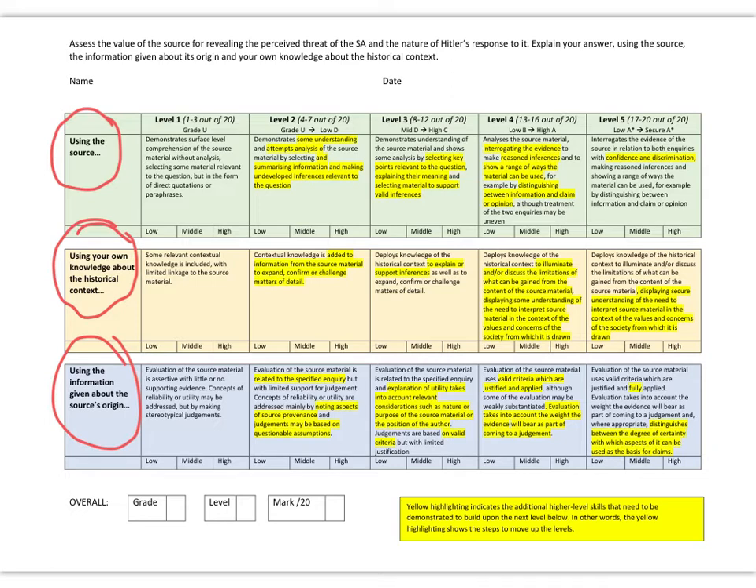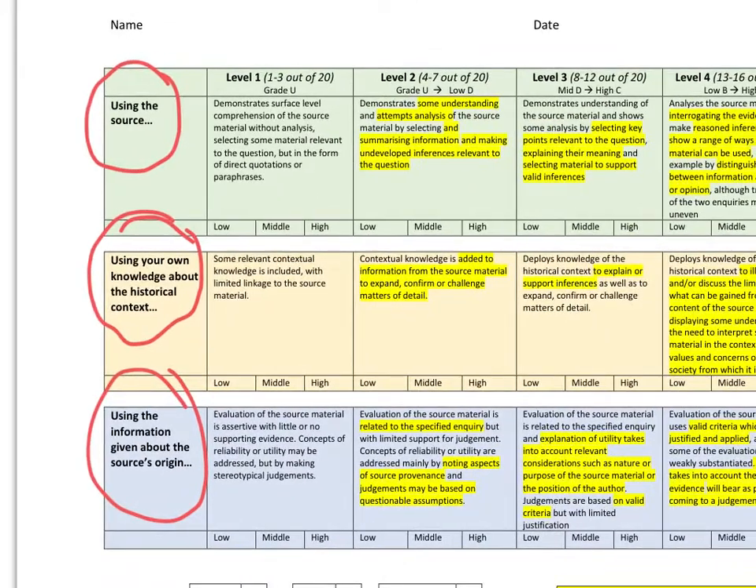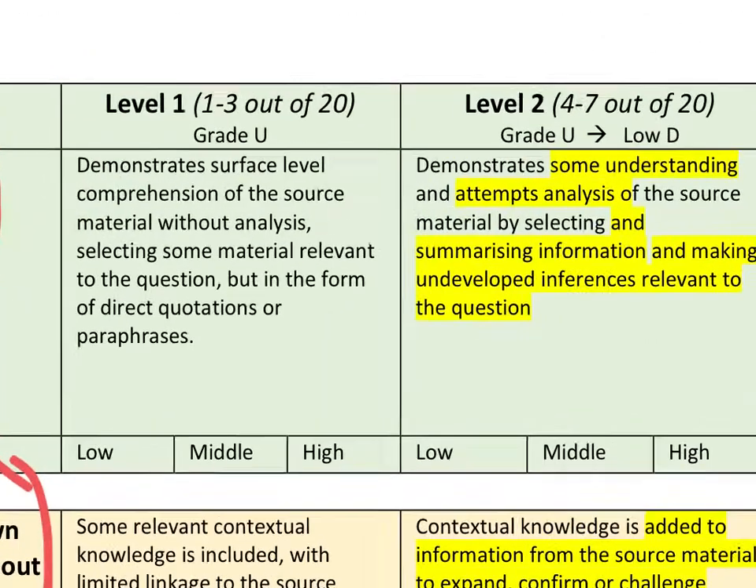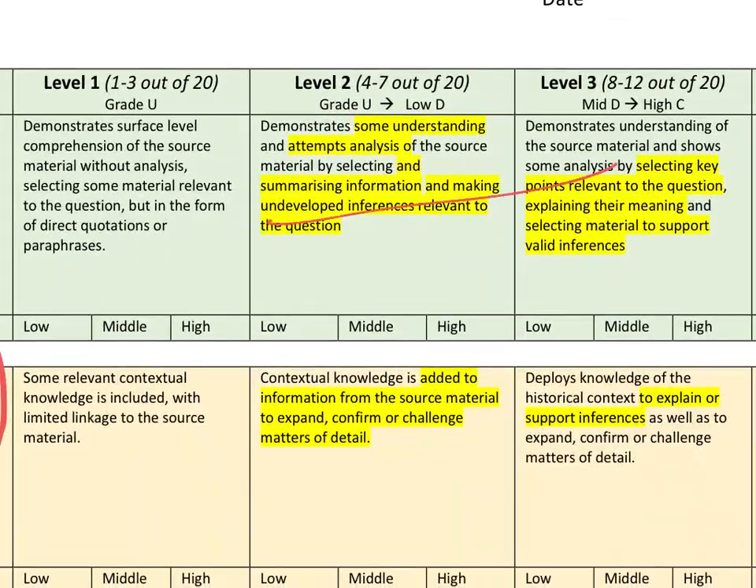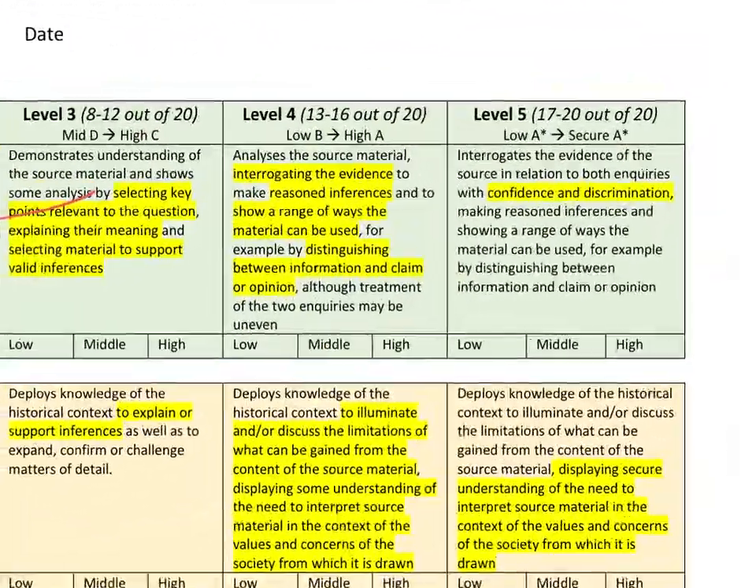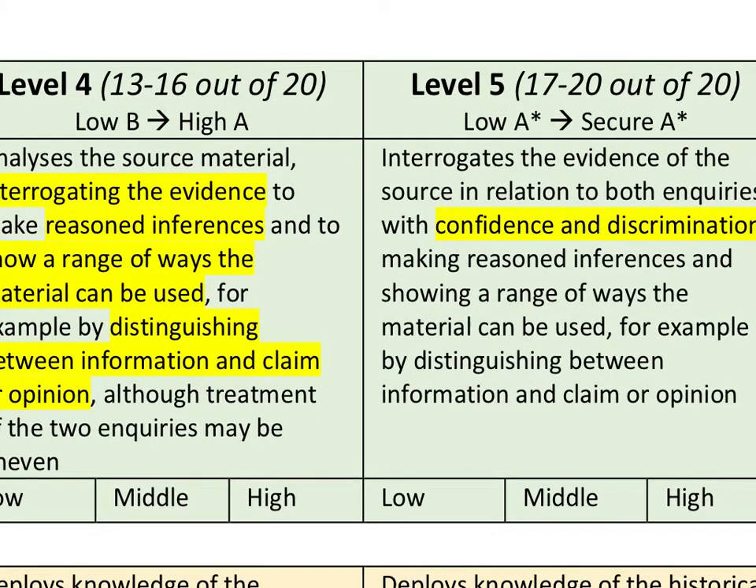And you look at the mark scheme, and the mark scheme is what you're looking at here. I've structured it to make it clear, but the mark scheme does exactly that. It gives you those three strands, and then it gives you levels, okay? And you can achieve level 1, which is basically a grade U, up to a level 5, which is basically a low A star to a high A star.